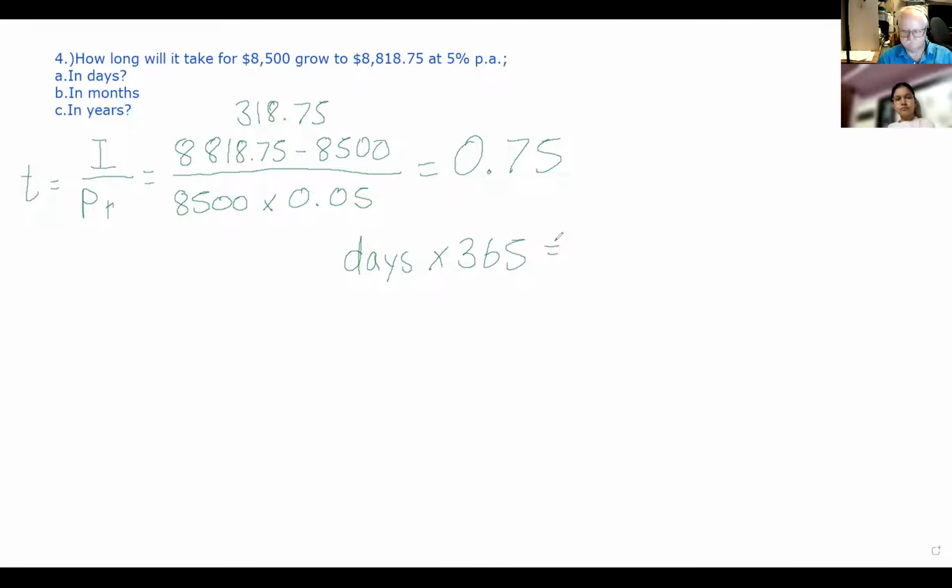So I'm getting 273.75 days. So I'd say 274 days. And if I wanted to translate it into months, I'd have to go times 12.